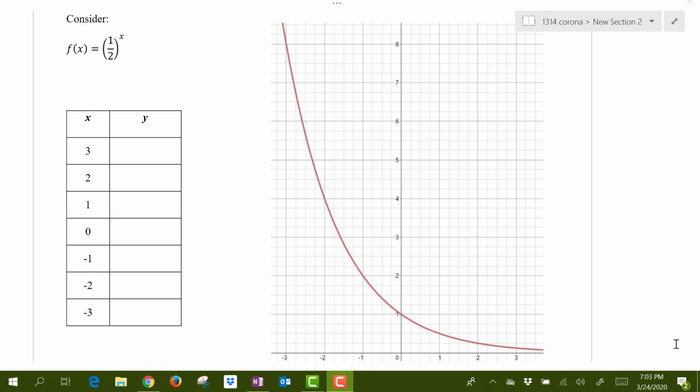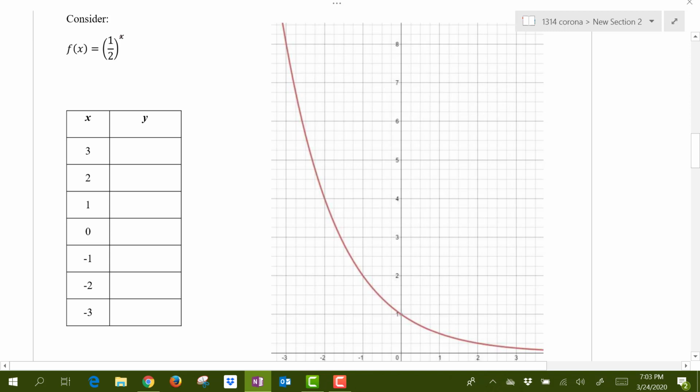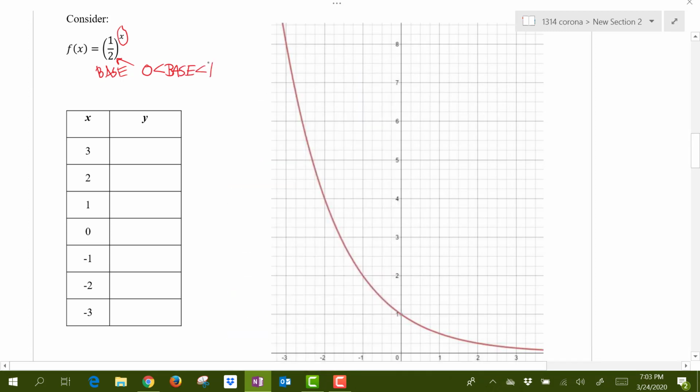Alright, let's look at a different exponential function. This exponential function has the variable x in the exponent. That's basically the definition of an exponential function. The base this time is 1/2. If the base that we see is in between 0 and 1, then the graph is going to look a little bit different.